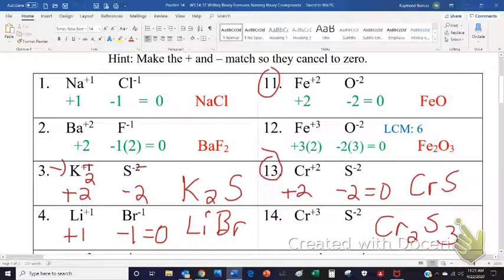Now, on number 14, just like we saw 11 and 12, 14 came out to be Cr2S3, and that's because chromium is a transition metal with multiple oxidations. And that's why we sometimes get, with the same elements, slightly different subscripts, because the oxidation numbers are going to vary, kind of like the isotopes, meaning the neutrons, vary.